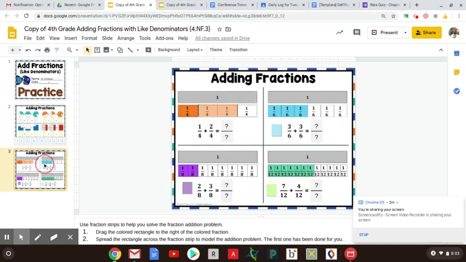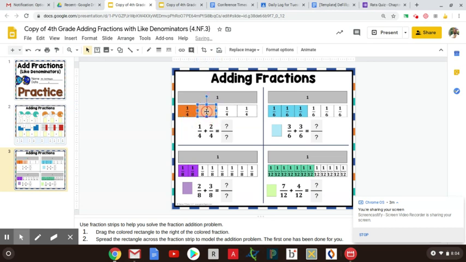The second slide, or I should say the third slide, because the first slide was your title, is a little different. And there are directions in each slide here at the bottom. It says use the fraction strips to help you solve the addition problem. So the first one's been done for you. So let me get it back to how it will look for you guys. You'll notice that there's a square next to each equation here. So my first fraction is 1/4. 1/4 has been shaded. Plus 2/4. So what I'm going to do is click this orange, and it's only showing me 1/4.